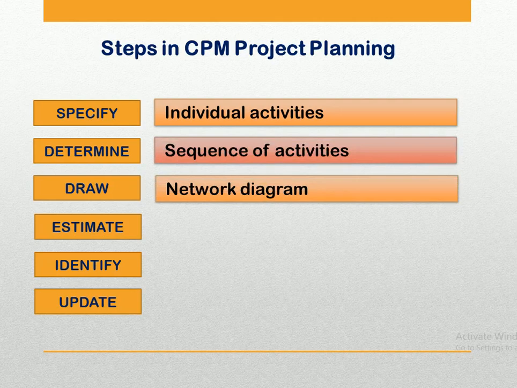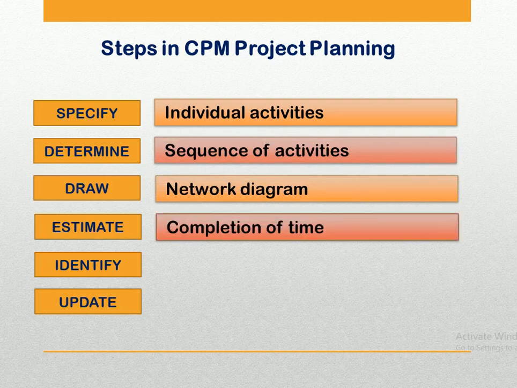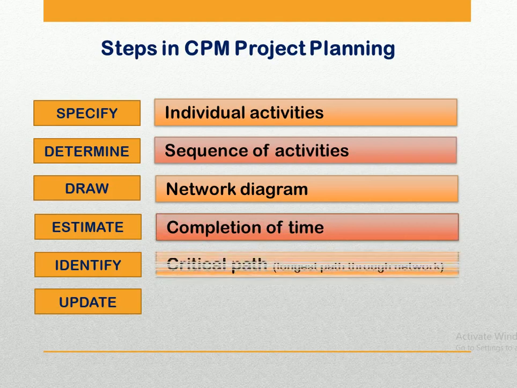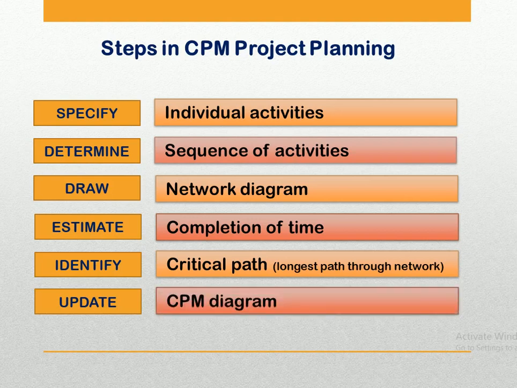And the third step, draw: here we have to draw the network diagram. Then estimate: we have to estimate here the completion time for each activity. And the next step, identify: here we have to identify the critical path, and that is the longest path through the network. The last one is update, and here we have to update the CPM diagram as the project progresses. So accordingly, we have to update our project network diagram. Now let's discuss all these steps in detail one by one.